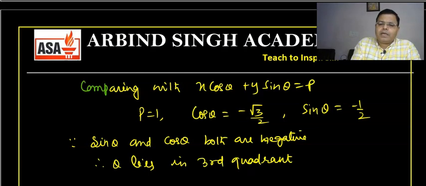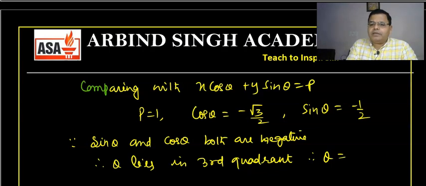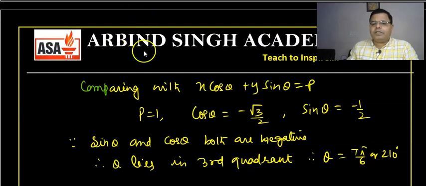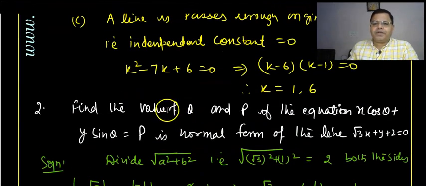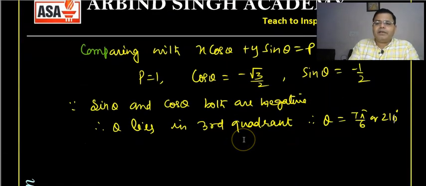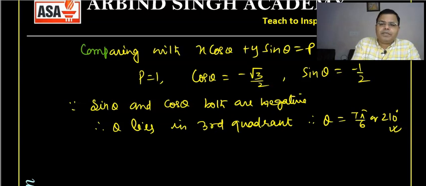Isn't it? And therefore theta must be equal to 180 plus 30, that is 210 degrees, that is pi plus pi by 6, 7 pi by 6, or 210 degrees. So this is theta and that was p. So find the value of theta and p, that you have to calculate, and I have calculated here. The value of theta is 7 pi by 6, and the value of p is already 1. So therefore p is equal to 1 and theta is equal to 7 pi by 6, that is the answer.